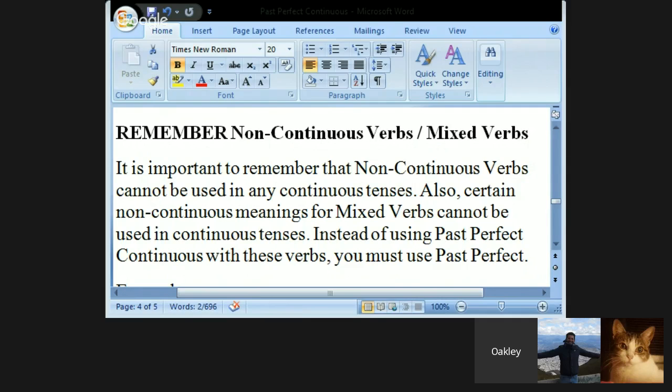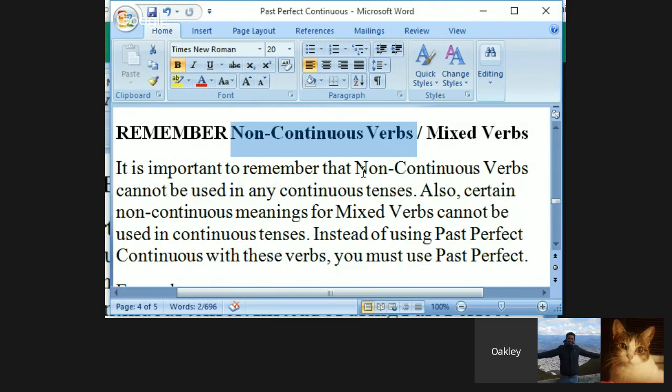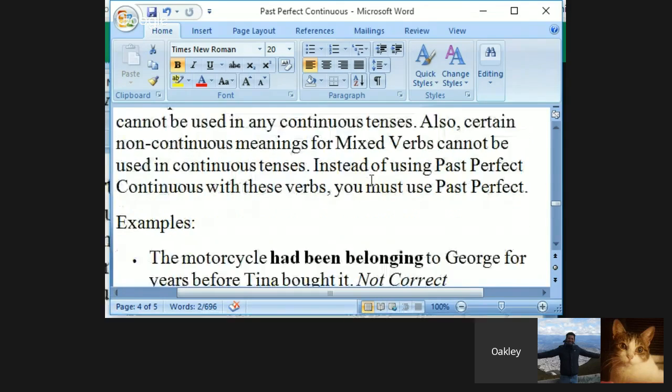How things look, appear. He is appearing angry doesn't make sense. He appears angry. And ownership: to own, to possess, to have. When we're talking about ownership, that's a state of an object's existence, that somebody or something owns it. Okay, so these cannot be used in a continuous tense.